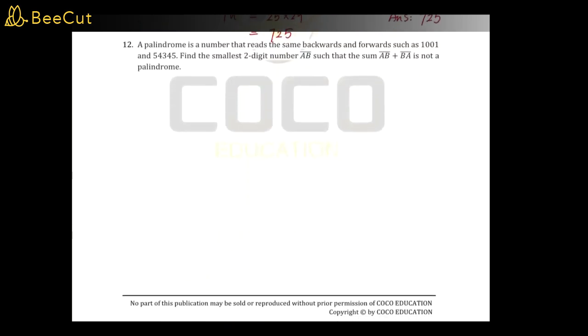Now let's move on to question 12. So we need to make sure that AB plus BA is not a palindrome. First, for AB, there's 10A plus 1B. A is on the 10th digit, B is on the 1st digit. And then for the number BA, there's 10B plus 1A. B is on the 10th digit, A is on the 1st digit. So the sum of them is 11A plus 11B. There's 11 times of A plus B.